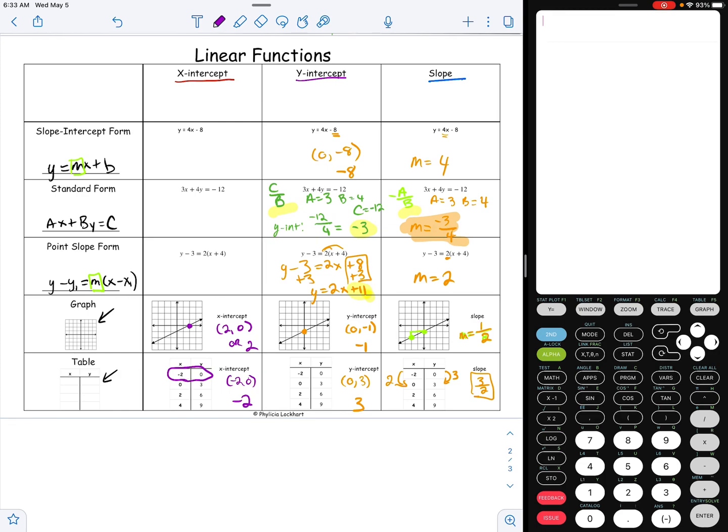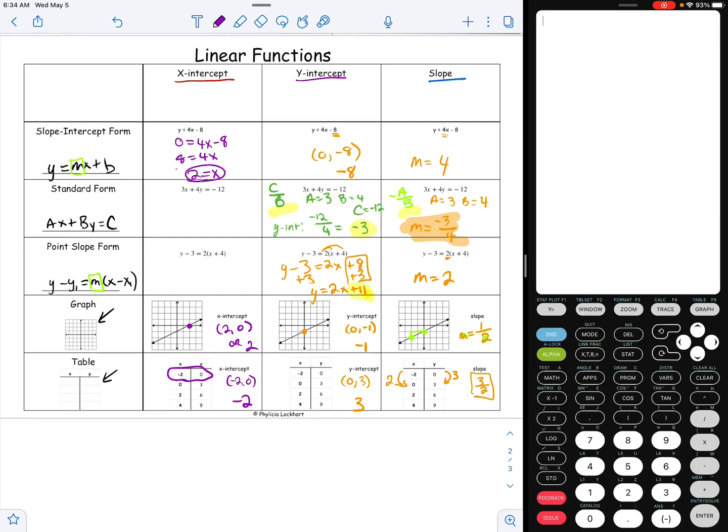All right. Now, none of these are easy to find the x-intercept. We just have to make our y 0 and solve for x. So here, if we make our y 0, this becomes 0 equals 4x minus 8. We could definitely plug this in the calculator if we like, or we can solve it algebraically. So add 8 to each side so that we have 8 equals 4x. Divide by 4 on each side, and x is actually equal to 2.